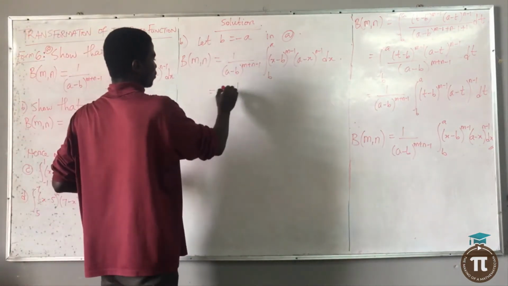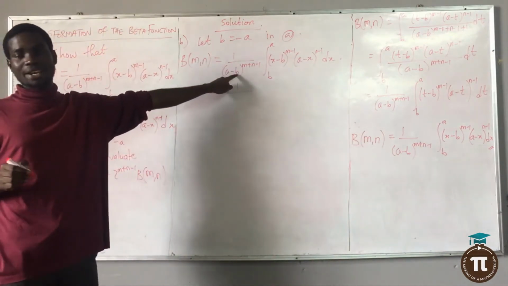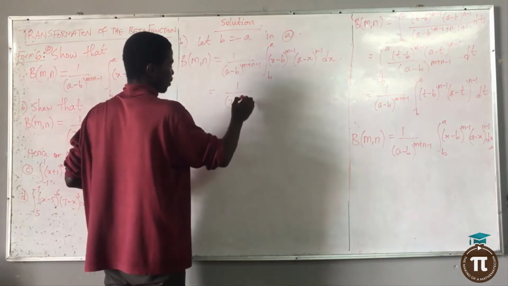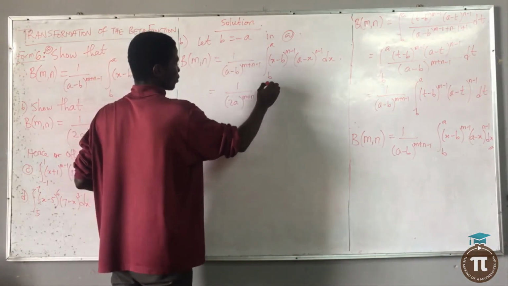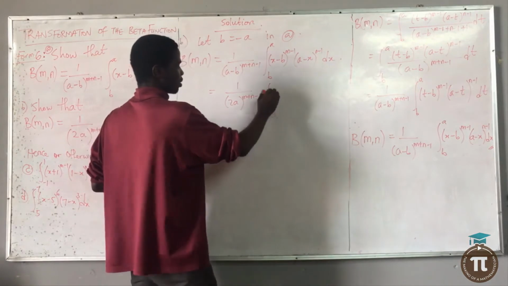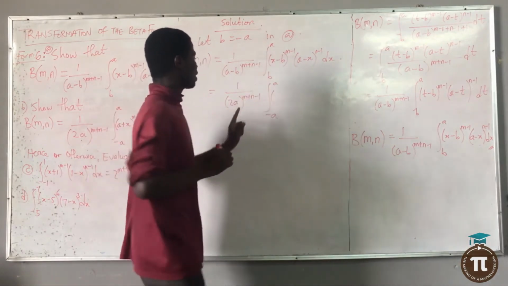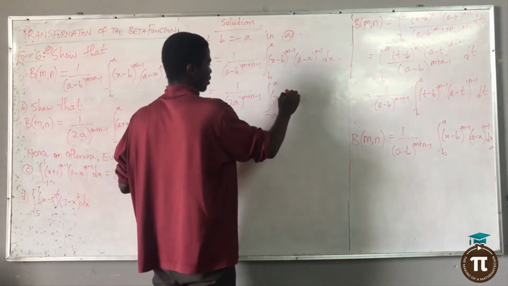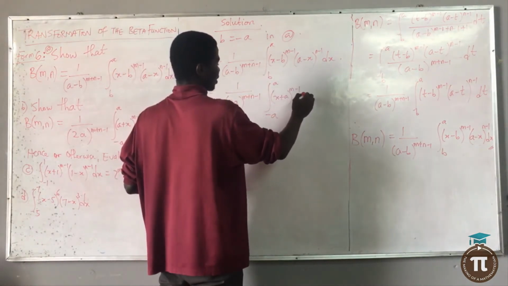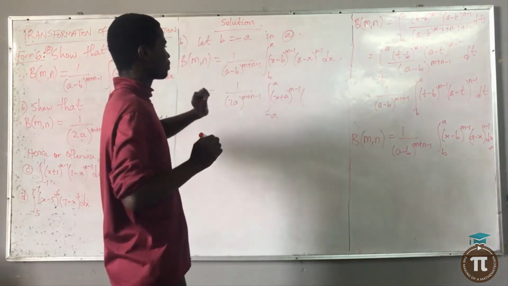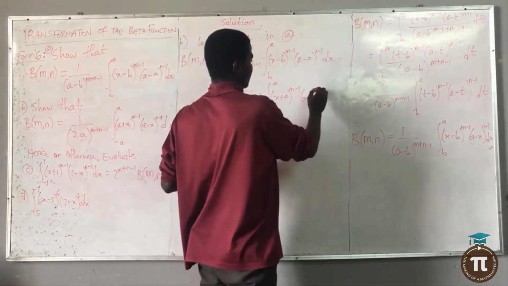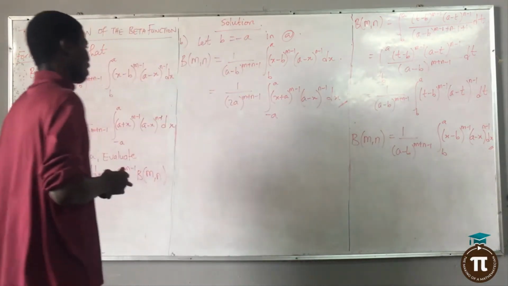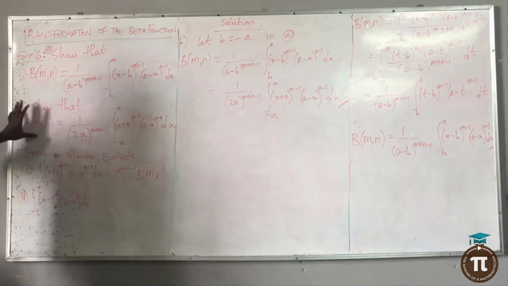So this one will now become 1 over (a minus (minus a)). That's a plus a, which will be 2a. That will be 2a raised to the power of m plus n minus 1, times the integral from minus a to a of (x plus a), that is (a plus x), then times (a minus x) raised to the power of n minus 1 dx. And that is what we are told to do in b.